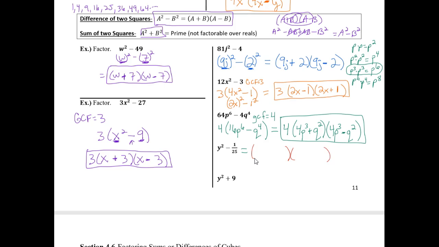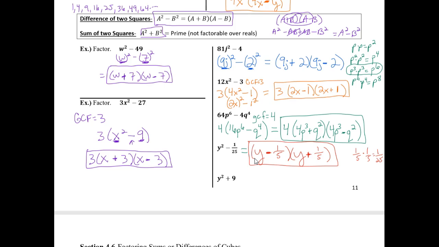I say, what's the square root of y squared? That's y. Y times y gives me y squared. And then I take the square root of the numerator and denominator separately, right? So square root of 1 is 1. Square root of 25 is 5. So it should be 1/5 times 1/5 would give me 1/25, right? And we could check that. 1/5 times 1/5 gives me 1 times 1, 5 times 5. And then, of course, I need my minus and my plus in the middle for the conjugate. The order of those two does not matter.